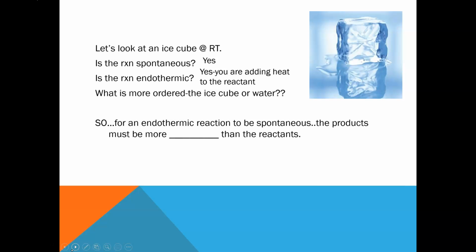to the reactant. Okay, so which one is more ordered or organized? The ice cube or the water? The ice cube. It is a solid, which means that the entropy is at its lowest. Okay, so if we think about that for a minute, for an endothermic reaction to be spontaneous, the products must be more disordered than the reactants. I'm going to say that one more time. For an endothermic reaction to be spontaneous, the products must be more disordered than the reactants. Take that ice cube example. The products were liquid, the reactants were solid, which means that the products were more disordered than the reactants.